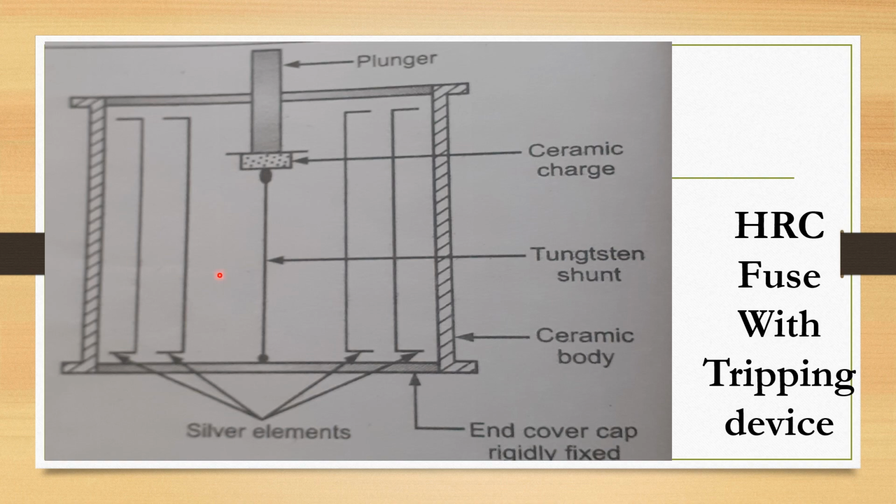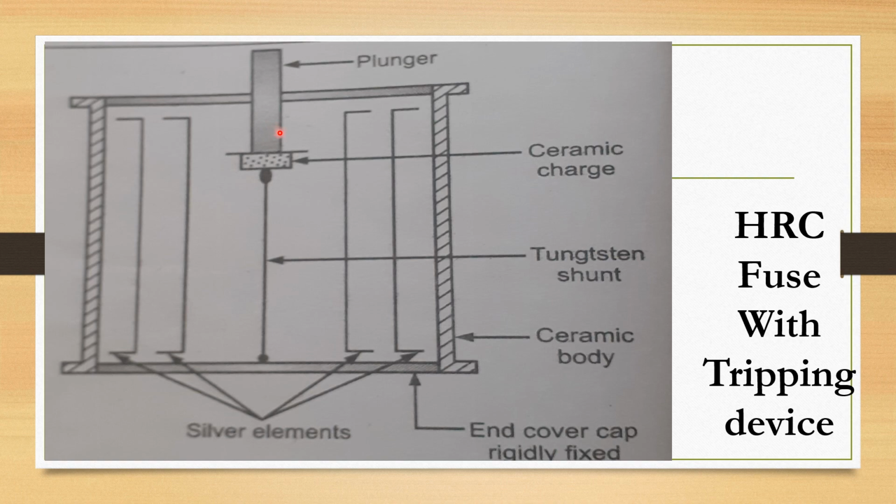As shown here in this diagram, it consists of a ceramic body and end cover caps fixed rigidly. These are connected by a number of silver fuse elements. At the end, there is a plunger which hits the tripping arrangement of the circuit breaker under fault condition and the circuit breaker operates.